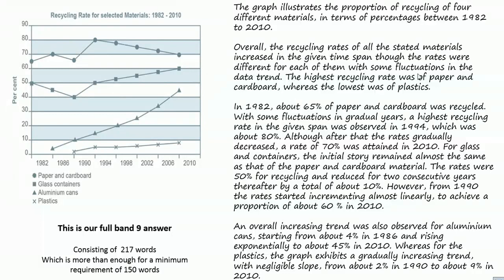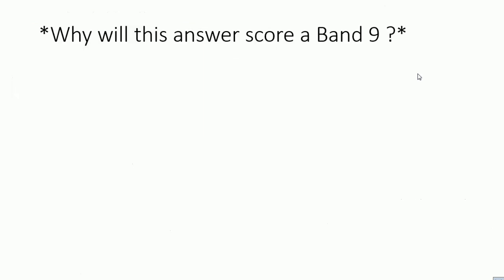First is our introduction paragraph, then comes the overview paragraph, then specific details paragraph 1, specific details paragraph 2. This is a full band 9 answer. It consists of 217 words, which is more than enough for a minimum requirement of 150 words. So, why will this answer score a band 9? Information is present in the standard format which we followed, our band 9 answer structure.